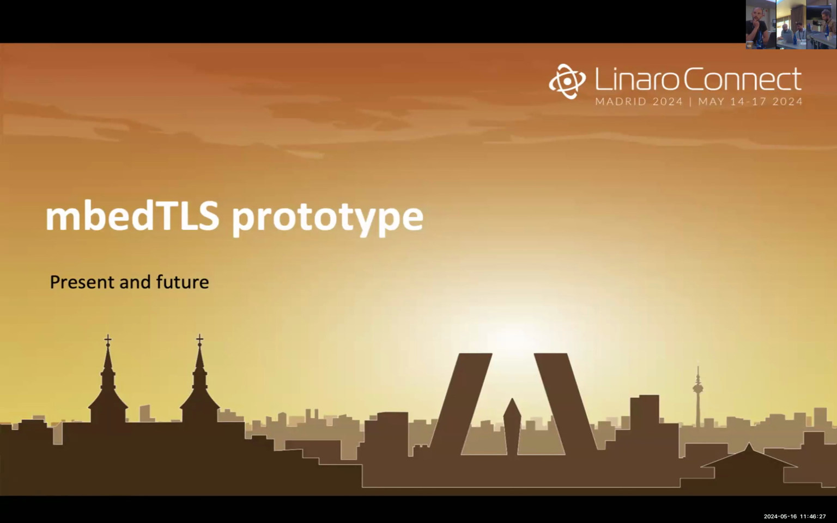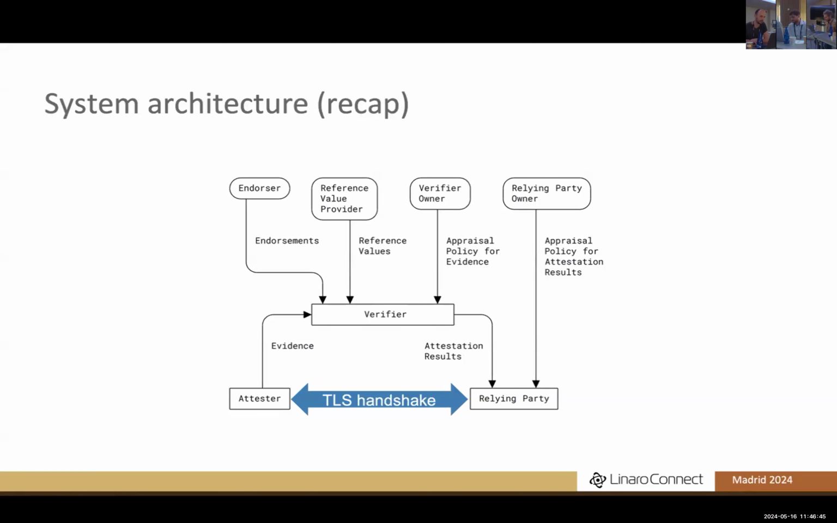Okay, so I'll try to be quick on this. I just wanted to give an overview of our prototype that I think a few people have already talked about in their presentations, and where we plan to go from our current place. Just to kick off with the traditional RATS diagram. Obviously, we started with this diagram in mind, and then we tried to create a link between the attester and the relying party to allow them to interact with TLS through the mediation of the verifier.